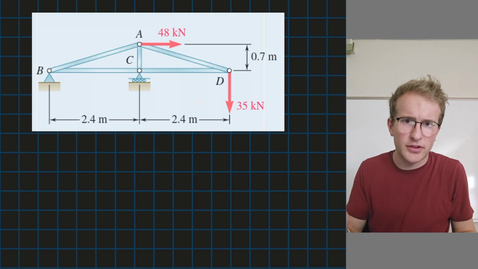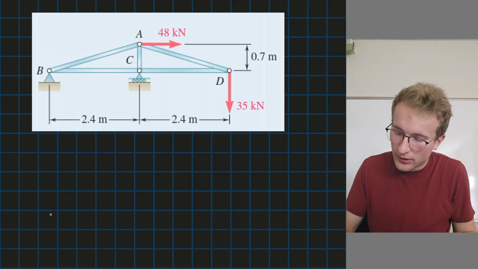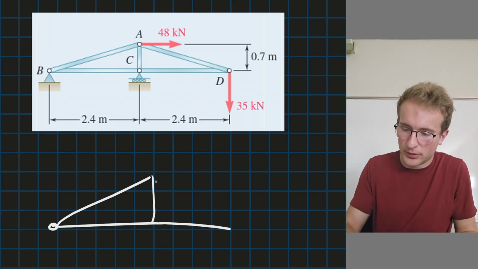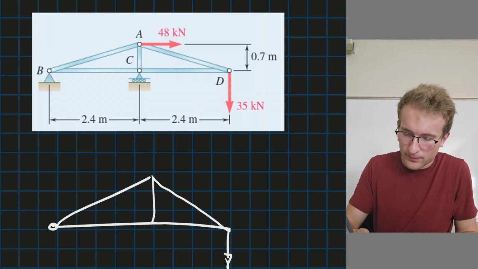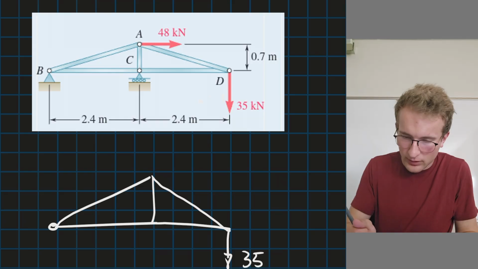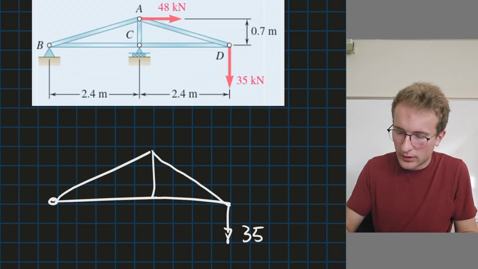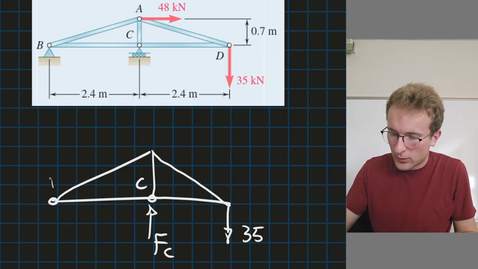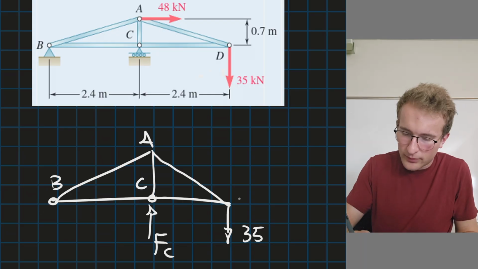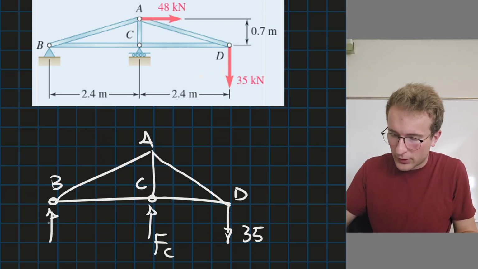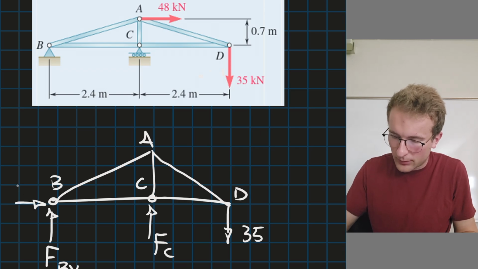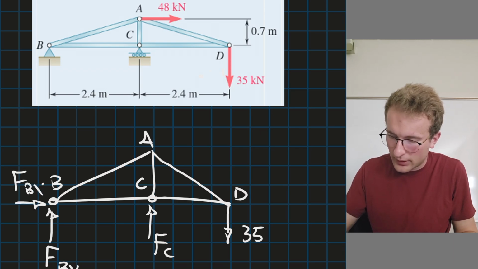All right, so let's consider the entire truss here. So you should always draw a free body diagram. It will help you a lot. Okay. Right here at point C is a roller, so there could be a vertical force. I'm going to call F sub C. Over here at B, we have a pin, so there could be a vertical force. I'm going to call F sub B Y. And there could be a horizontal force. I'm going to call F sub B X.